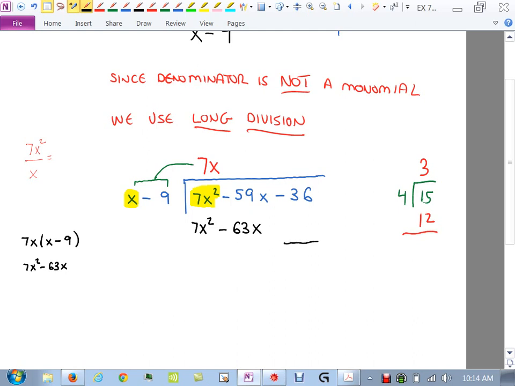Now, just like we did over here on the other one, we came in here and we said, oh, this is 12, and then what? This is so important. Then we put 12 here, and then we did what? Subtracted it, right? Which makes it a negative 12, doesn't it? Well, we have to do the same thing here. We have to multiply 7x times the x minus 9, bring it down, and then subtract this. When you subtract it, it changes the signs of both of them. So the 7x squared now becomes a what? Minus 7x squared, and the minus 63x becomes a plus.